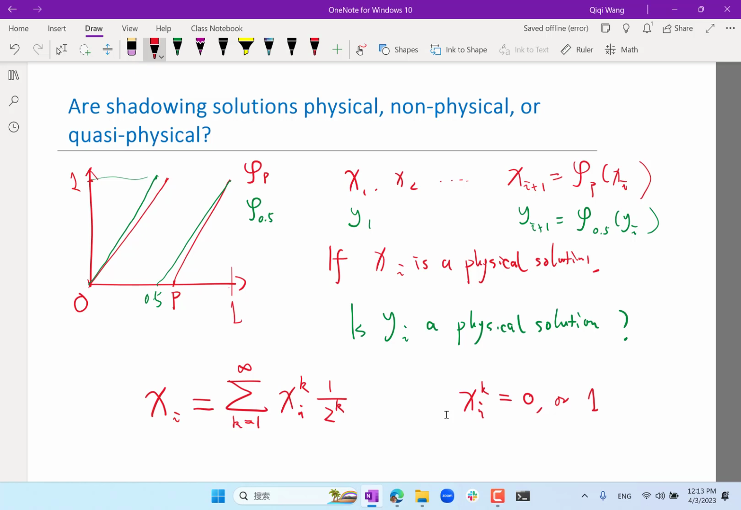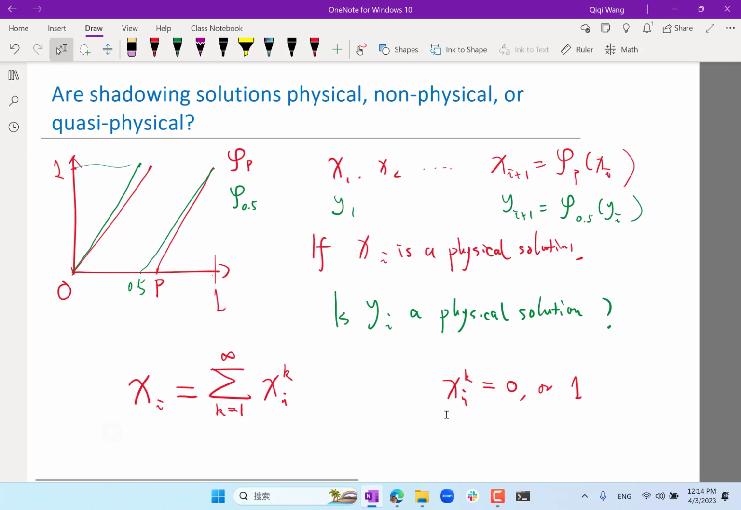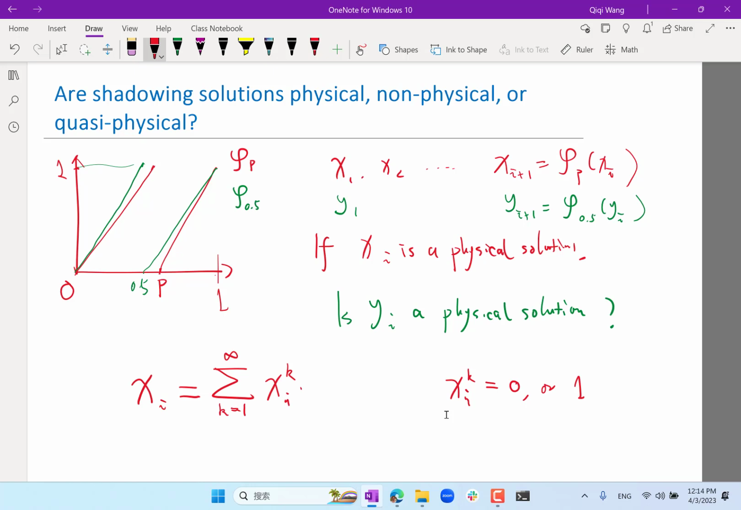But let me actually use a slightly different representation of this. Instead of using exactly half, I'm going to represent it by the following. I'm going to be multiplying it by what I'll call a_k.